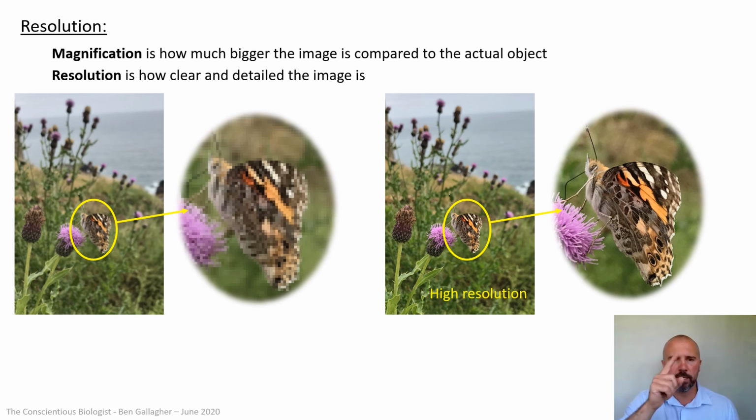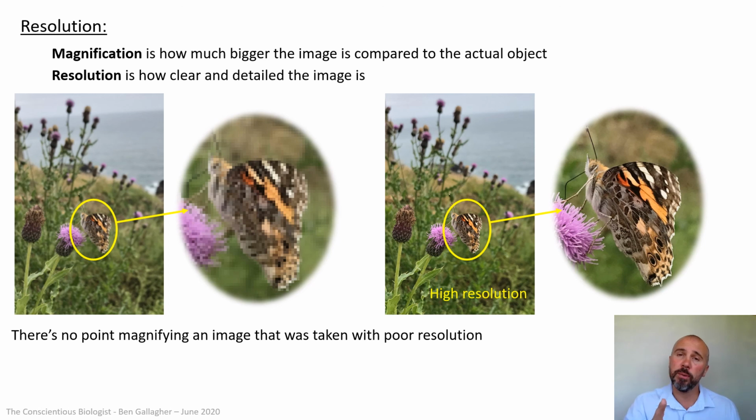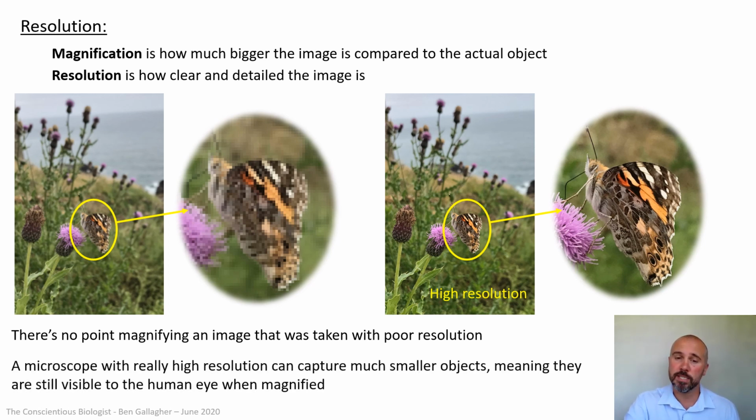Compare the two oval pictures that you've got. This one, very high resolution. That one over there, not high resolution at all. So you need high resolution. You need to have captured lots and lots of detail if you're going to magnify it and still make it visible. If you don't capture that detail in the first place, magnifying it is pointless. So there's no point magnifying an image that was taken with poor resolution. And a microscope with really high resolution can capture much, much smaller objects, meaning they're still visible to the human eye when they're magnified to be big enough to be seen by the human eye.